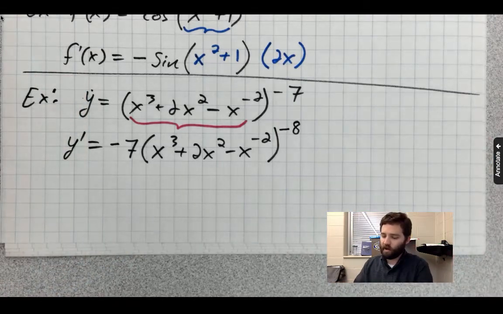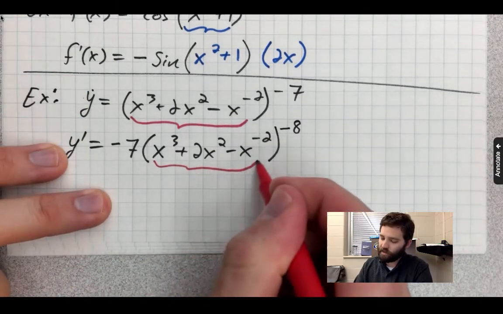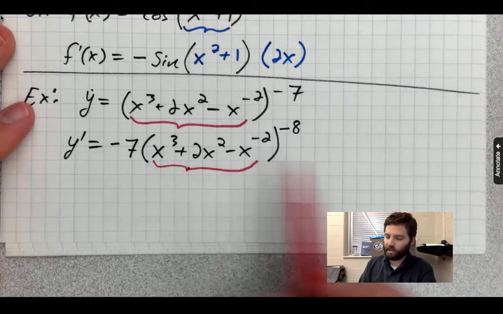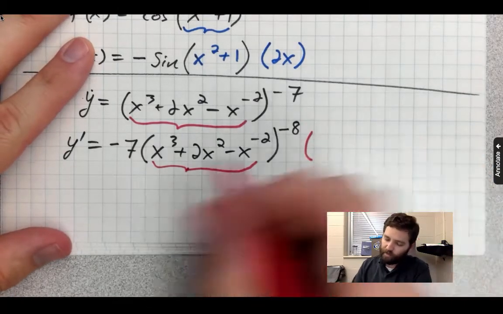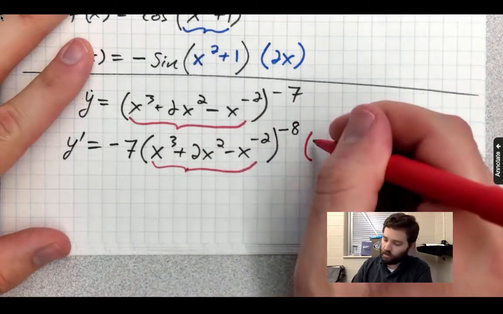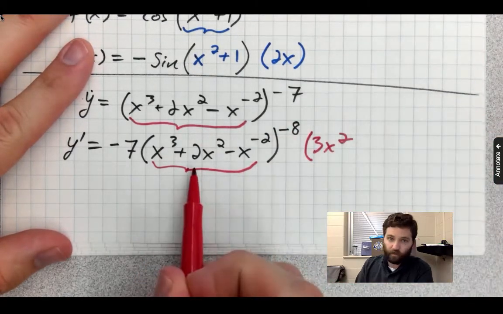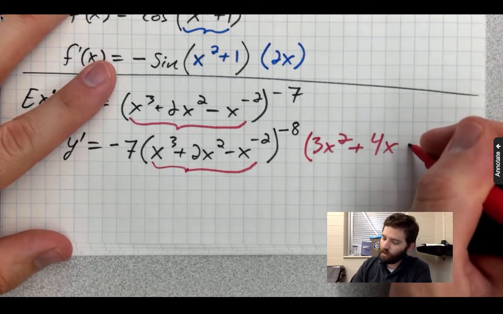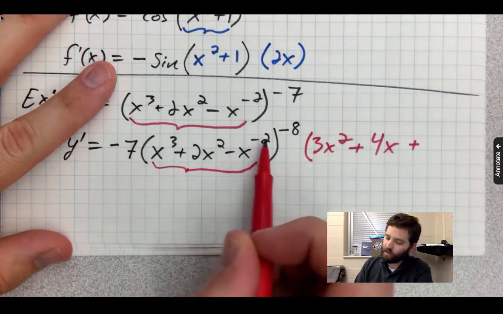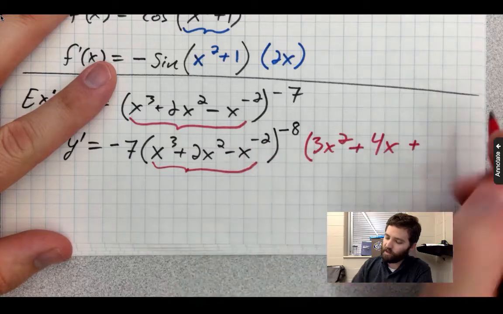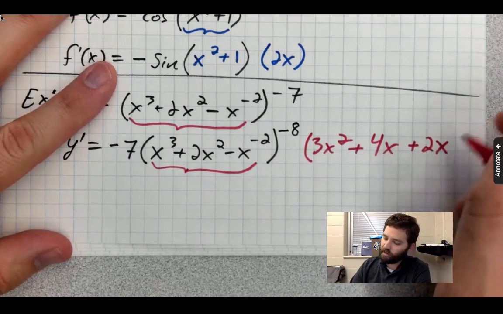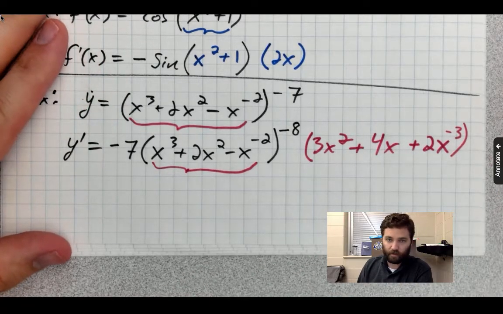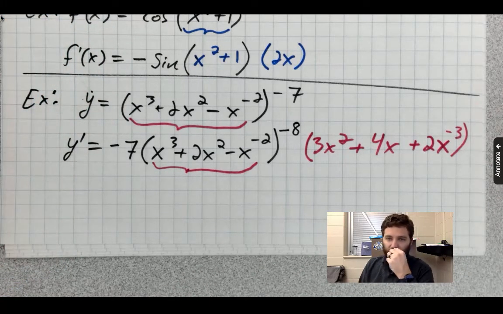Times by the derivative of the inside. So now we're going to derive this, I guess it's not a polynomial, but anyway, this expression on the inside. So the derivative of that will be 3x squared, 4x, plus, so timesing by negative 2 will give me plus 2x to the negative 3, and that's it. There's my derivative. There's no need to simplify that.